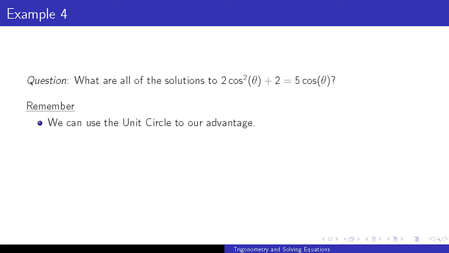Let's look at a similar example. Let's ask, what are all the solutions to 2 times cosine squared of theta plus 2 is equal to 5 times cosine of theta?